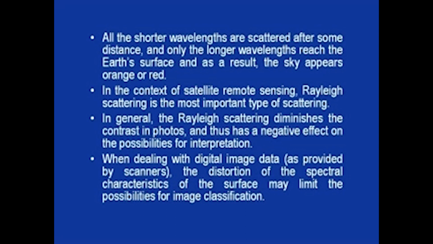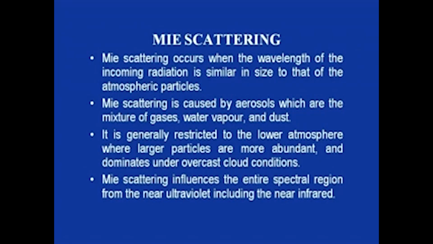When dealing with digital image data as provided by scanners, the distortion of the spectral characteristics of the Earth surface may limit the possibilities for image classification. Now, we look at the effect of Mie scattering. Mie scattering occurs when the wavelength of the incoming radiation is similar in size to that of the atmospheric particles.